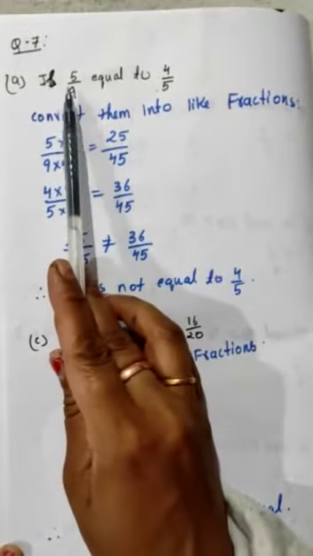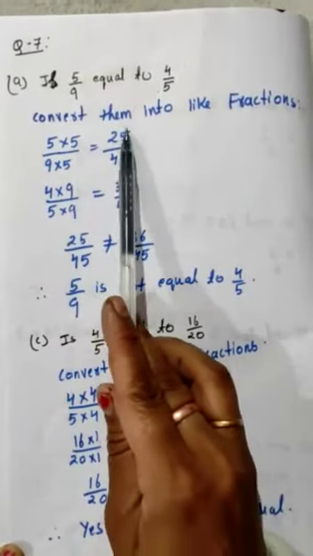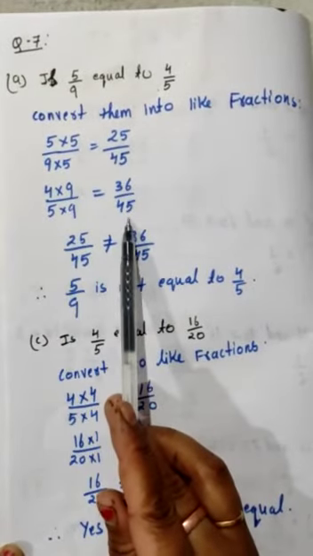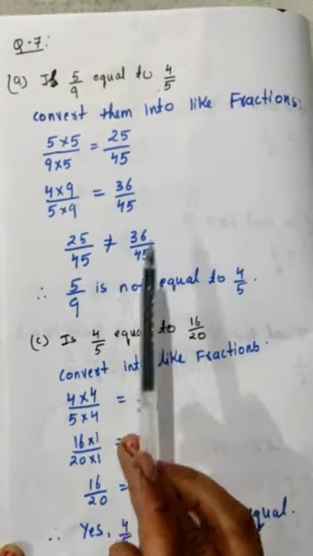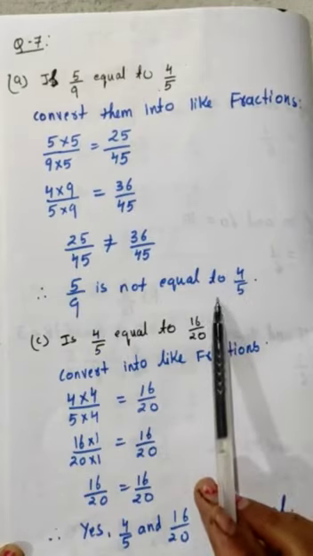You have to find the LCM of 9 and 5, which is 45. 5 upon 9 will become 25 by 45 and 4 upon 5 will become 36 upon 45. Now 25 and 36 are not equal. So you will write 5 upon 9 is not equal to 4 upon 5.